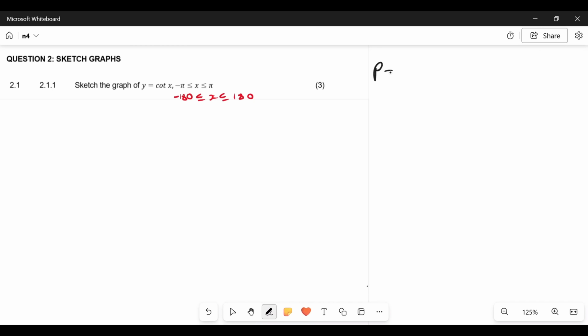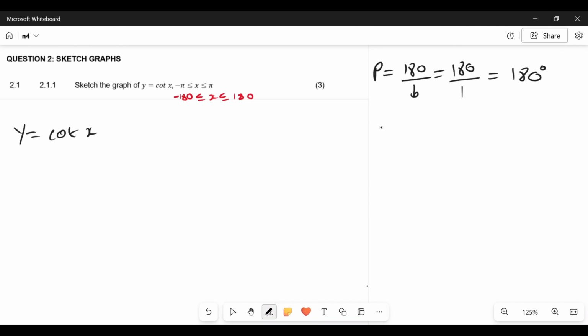There's a formula that we use to calculate the period for the graph of tan and cot. It goes like this: period equals 180 divided by b. If you're wondering what b is, b is the coefficient of x. As you can see here, we have y equals cot x, so the coefficient of x is 1. So in this case, b is 1. When we calculate the period, it's going to be 180 divided by 1. So one full cycle is going to happen within 180 degrees.